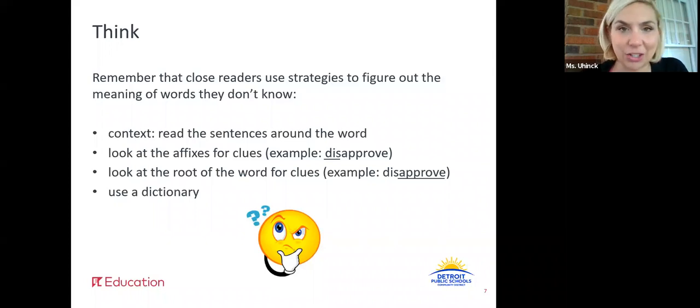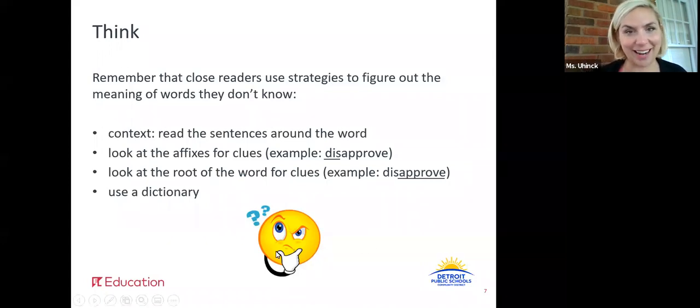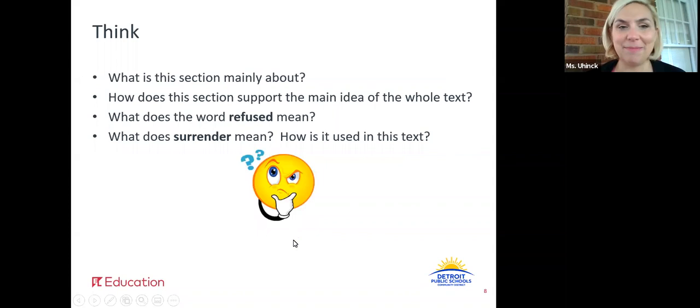And then you can use a dictionary, or you can use Google. Now, I'm really going to encourage you though. Remember, we're really building that muscle of finding the meaning of unknown words and phrases, and we do that by using some of our strategies for close reading. All right, so try to go to those first before you use that dictionary or Google. All right, so let's do some thinking.